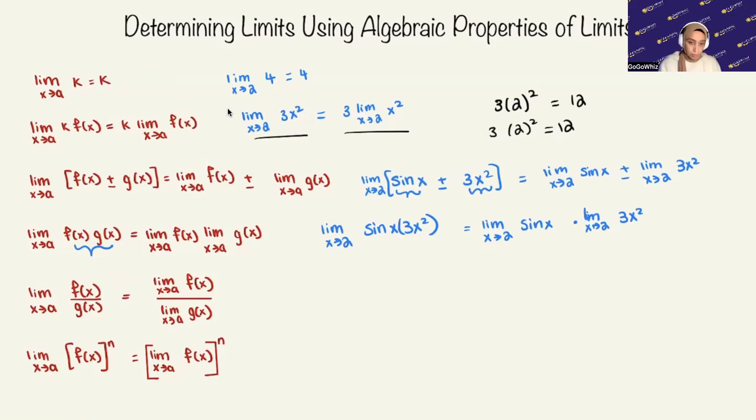So those three follow the same idea, where if I have any of the operations, addition, subtraction, multiplication, or division of two functions, I can always split them up using that property. The limit of the sum of two functions is the sum of their limits. The limit of the product of two functions is the product of their limits, and the limit of the quotient is just the quotient of those limits.